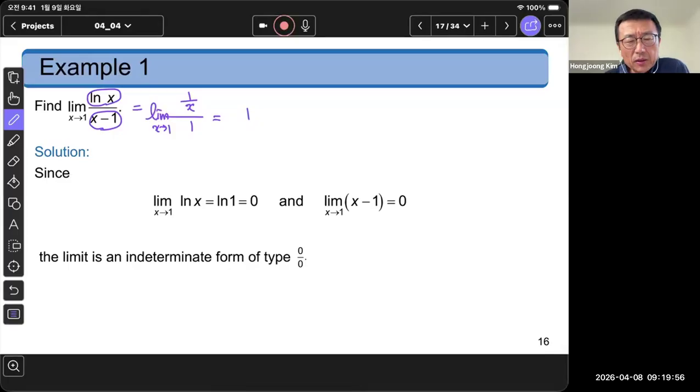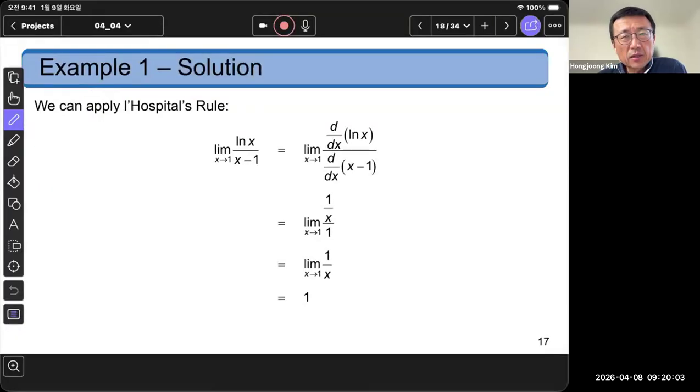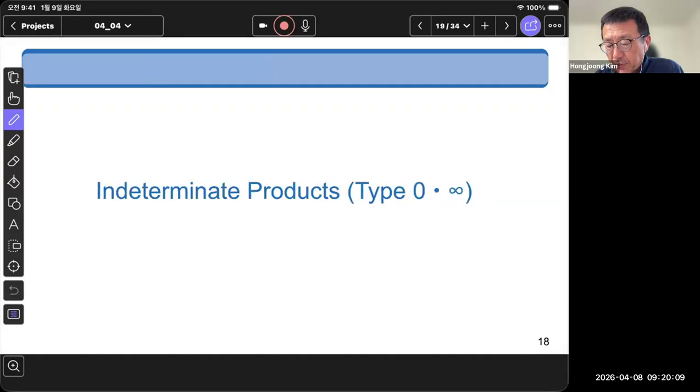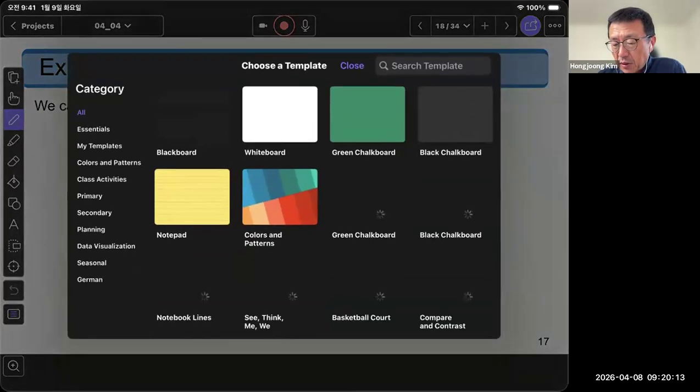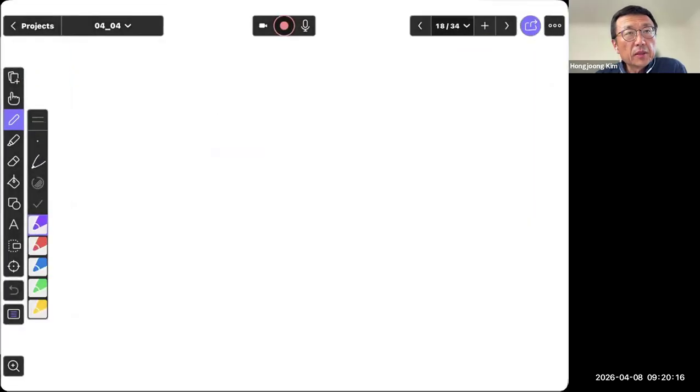If you do not apply the L'Hopital's rule, then you need to rely on some properties of e and some other stuff. But if I use the L'Hopital's rule, the calculation will be simple. Okay. Before we consider the next section, let me consider some examples in the textbook.